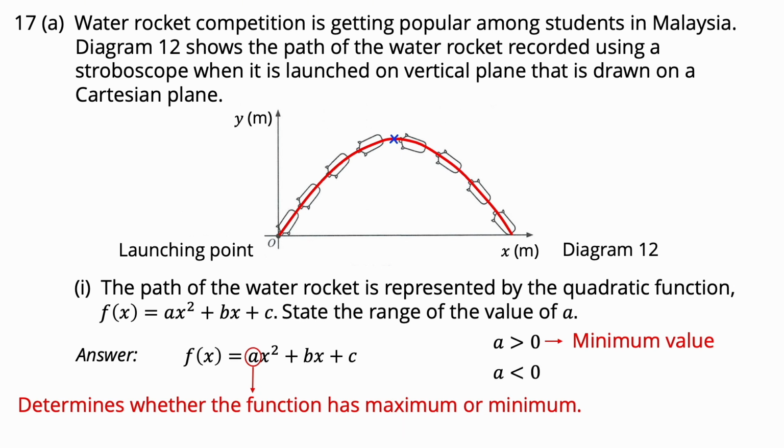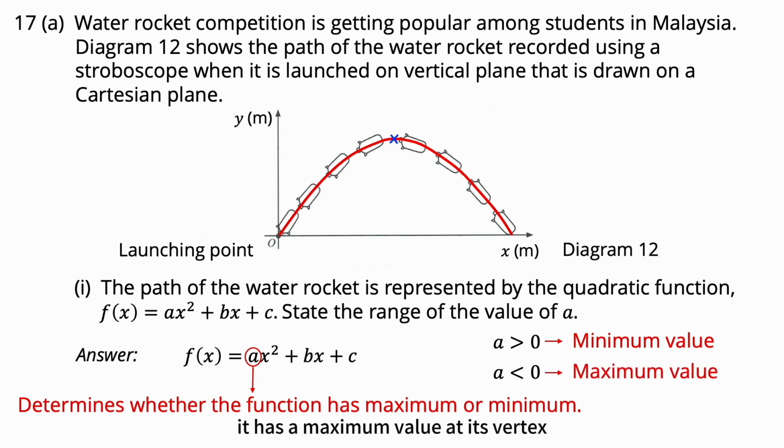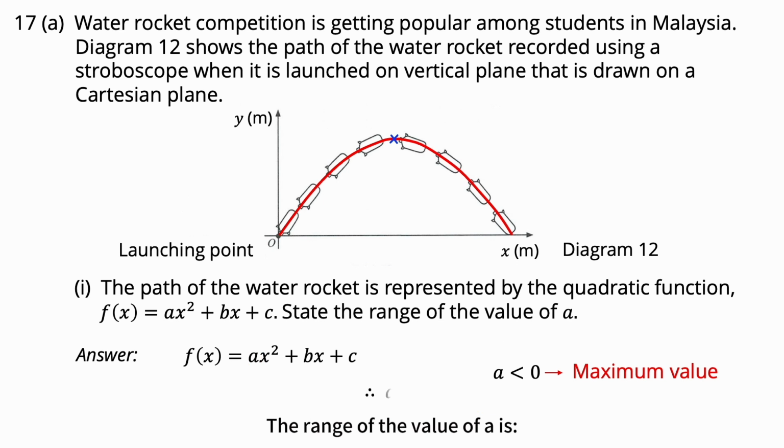If a < 0, the parabola opens downwards, it has a maximum value at its vertex. Since the rocket's path opens downward, it has a maximum value at its vertex. The range of the value of a is a < 0.